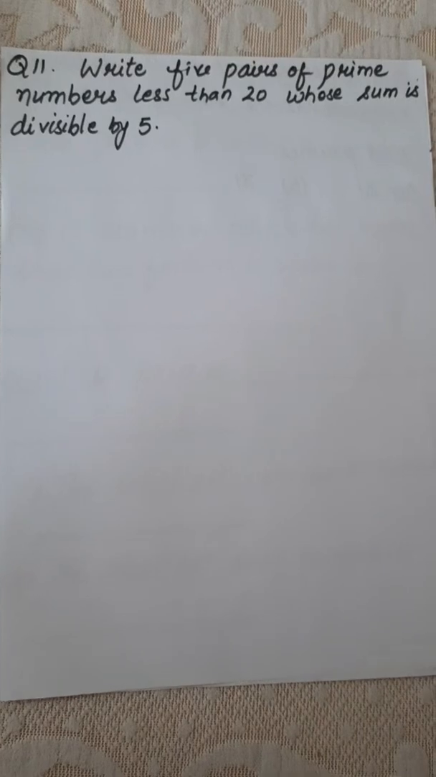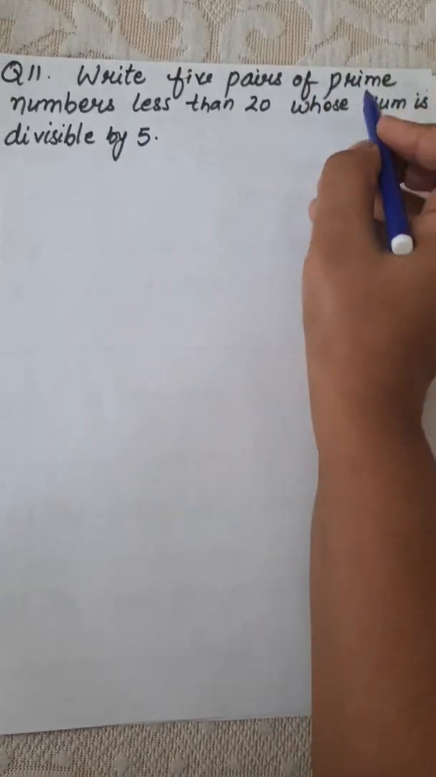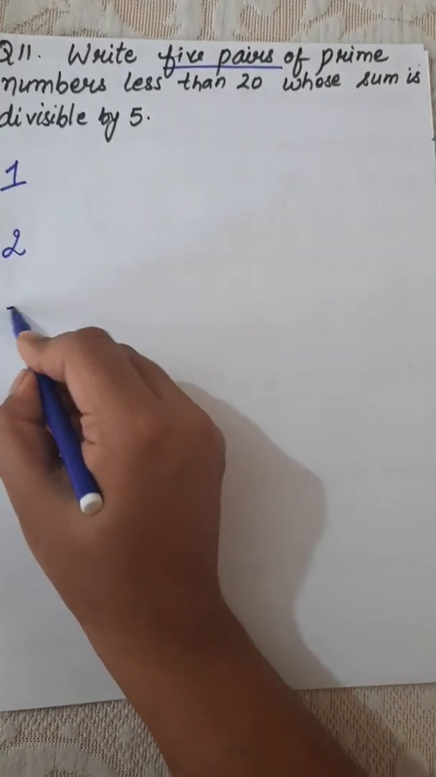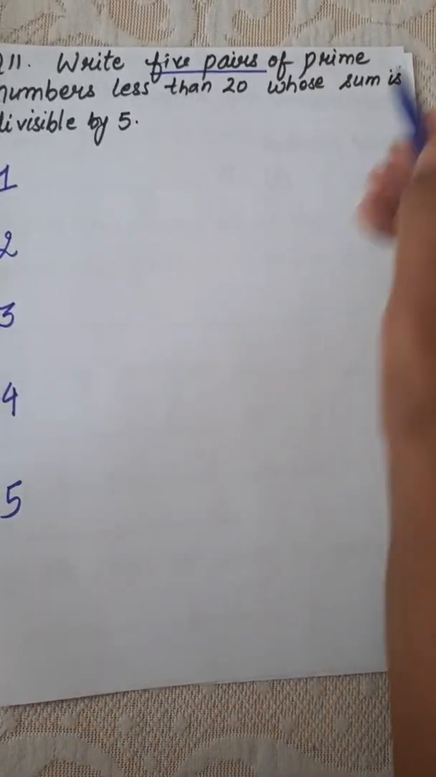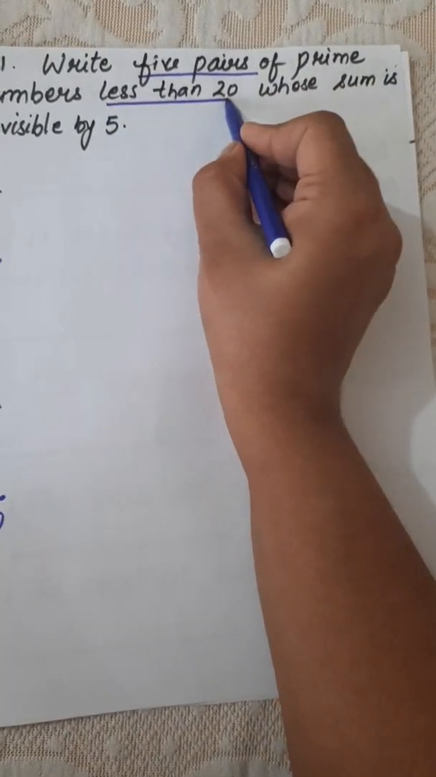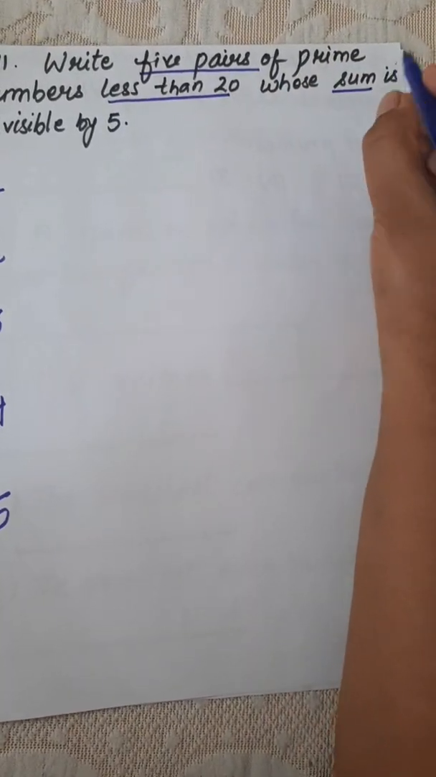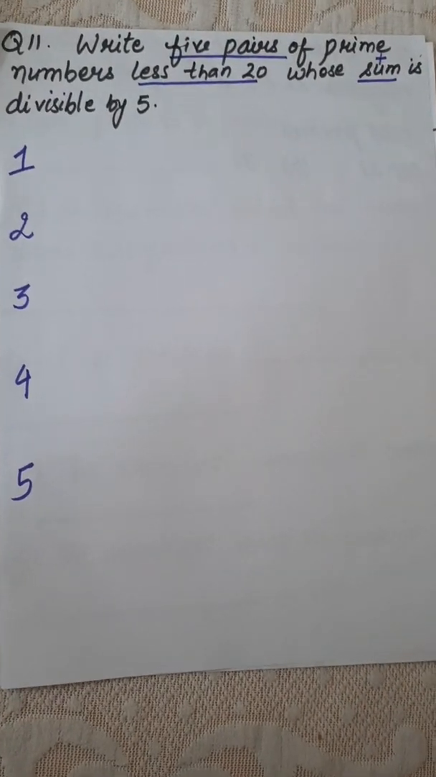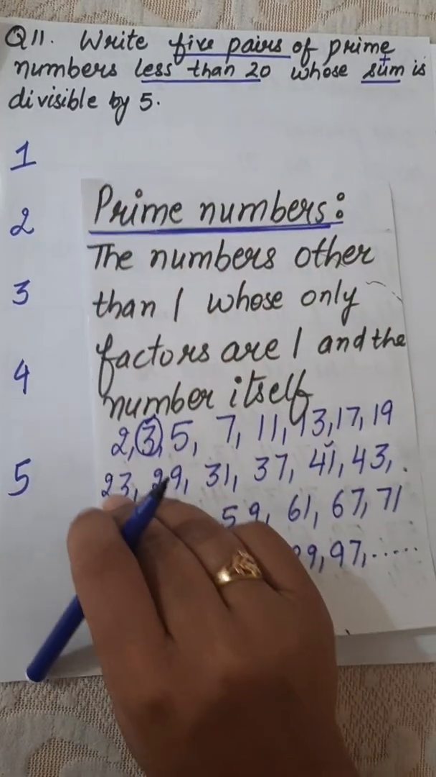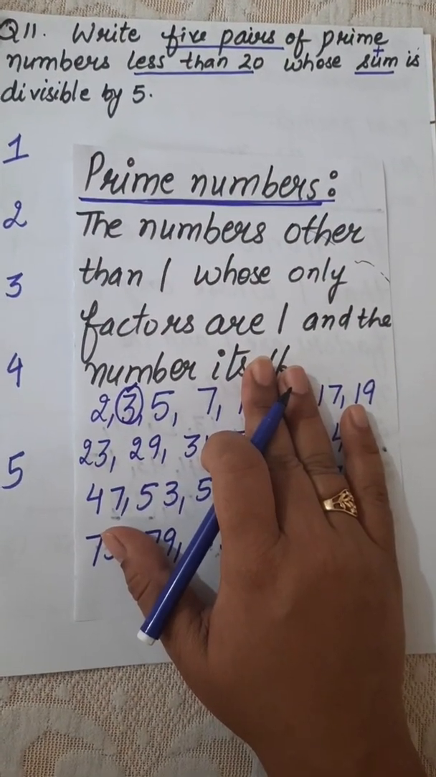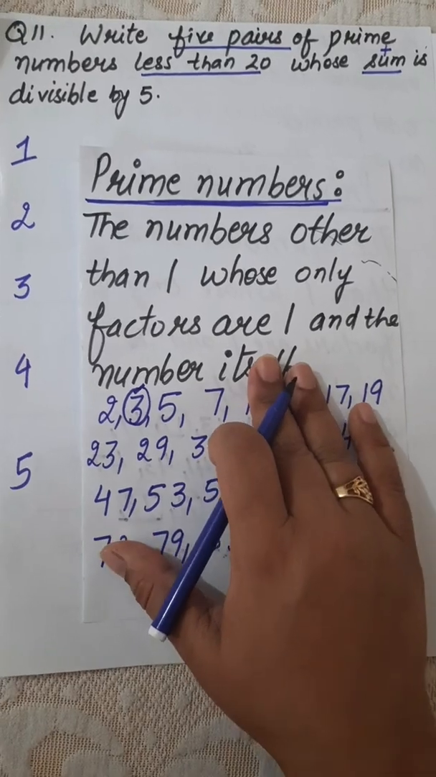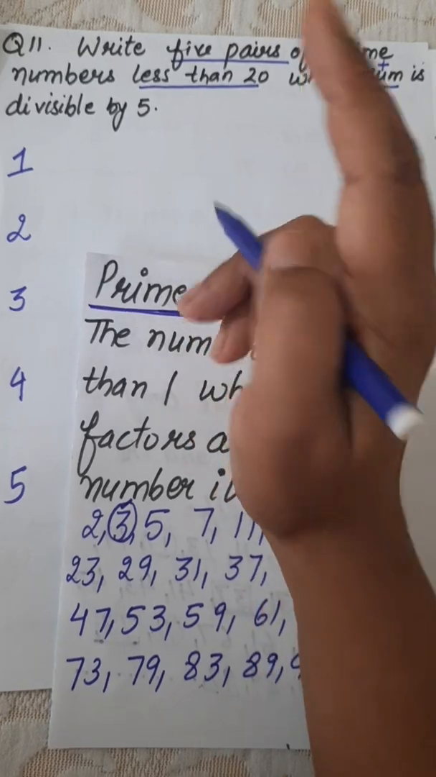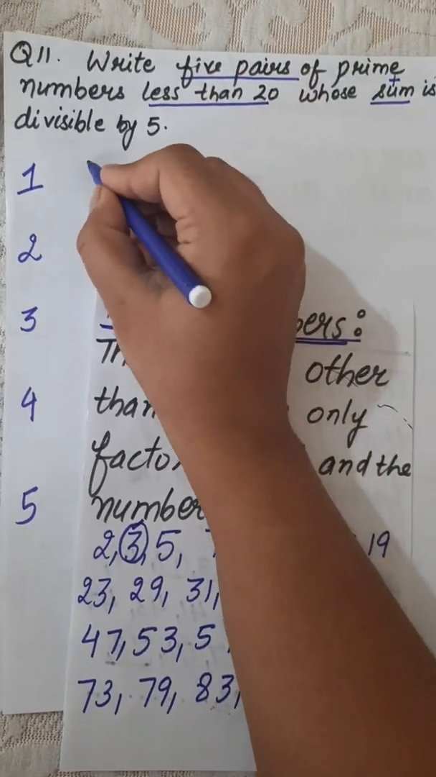Now next we will solve question number 11. Write 5 pairs of prime numbers. I have to write 5 examples of pairs of prime numbers less than 20 whose sum is divisible by 5. We know that a prime number is a number whose only factors are 1 and the number itself. So I have to take a pair of prime numbers. Pair means I will take 2 prime numbers.